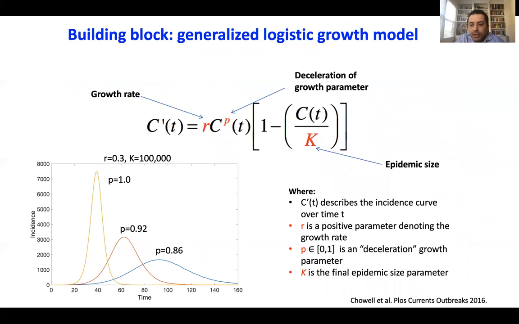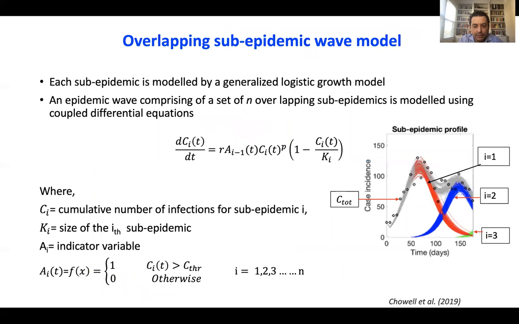So the building block is a phenomenological model at this moment, what we call the generalized logistic growth model that incorporates three parameters: the growth rate r, the scaling of growth parameter, or the acceleration of growth parameter p. The parameter K is the size of the epidemic. And so if we are able to disintegrate the epidemic curves in terms of this building block with mathematical and statistical frameworks, we can attempt to improve our ability to predict, and that's what I will be doing in the next few slides.